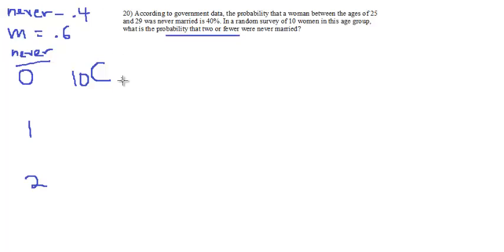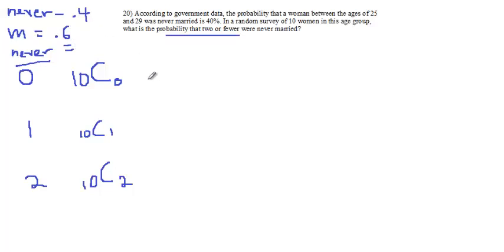So you'd put 10C0. For the 1, it would be 10C1. And for the 2, it would be 10C2. But that's not the end of it, because for each one, you also have to put in the odds of each particular one occurring. So, for example, for the first one, there are 10 that are married and none that are never married.